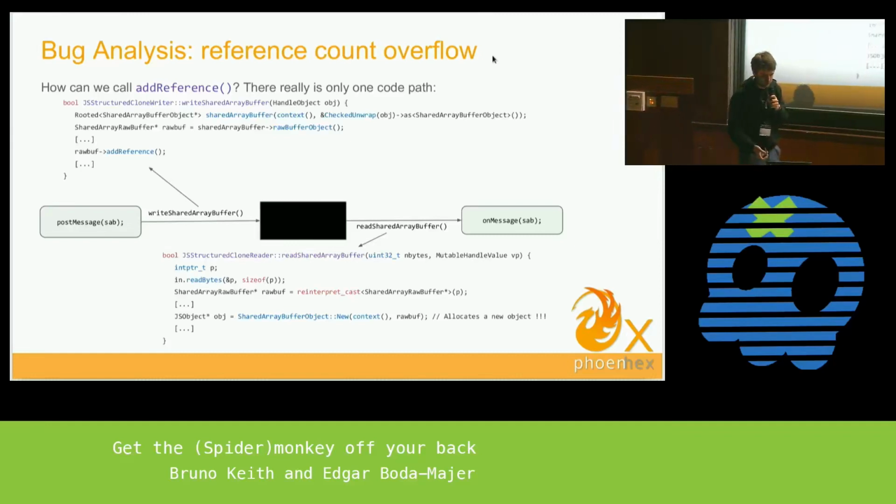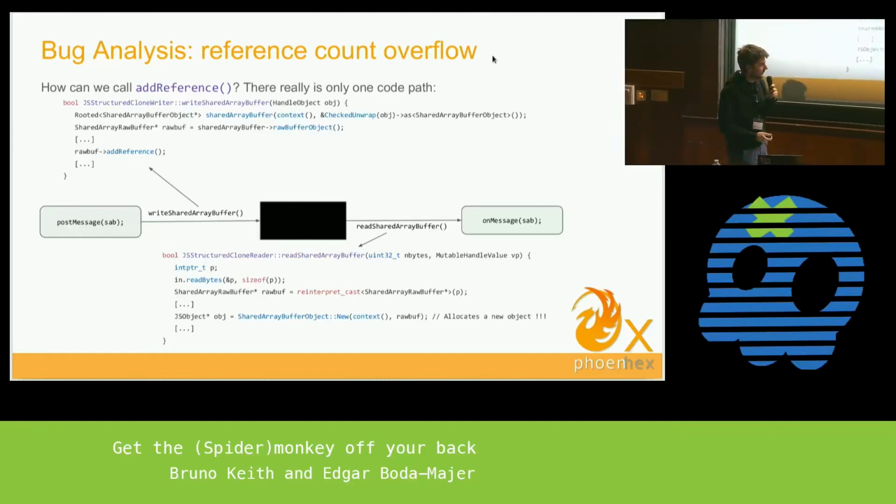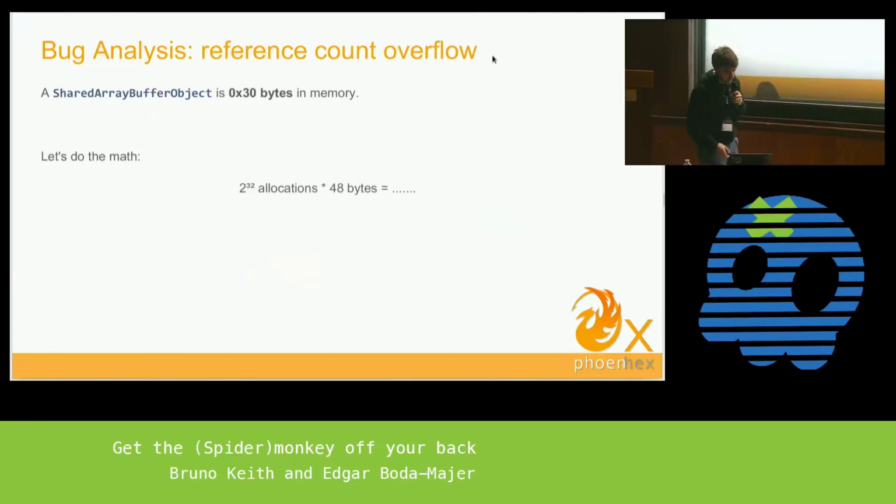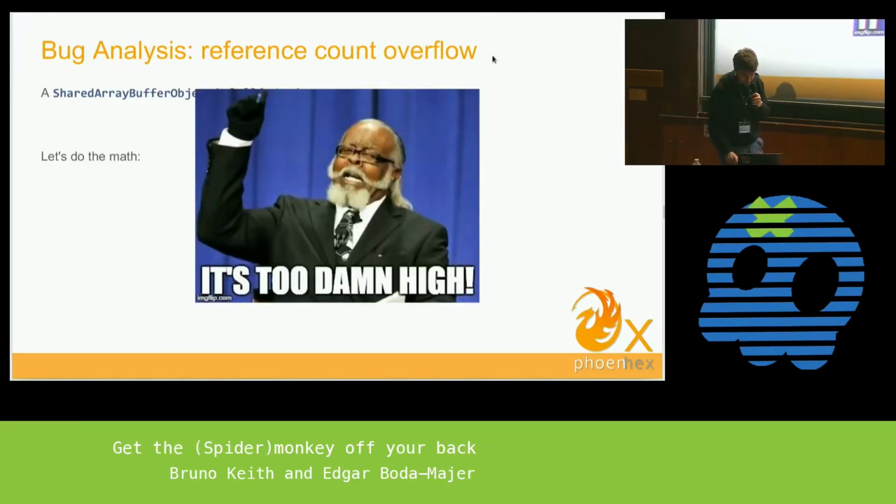Normally this would not be a problem, but the problem is we need to call add reference 2 to the power 32 times. And if you think about the size of a shared array buffer object, it's 48 bytes. If you do the math, you will find out you would actually need 192 gigabytes of memory to overflow the ref count. And well, that's just too damn high.